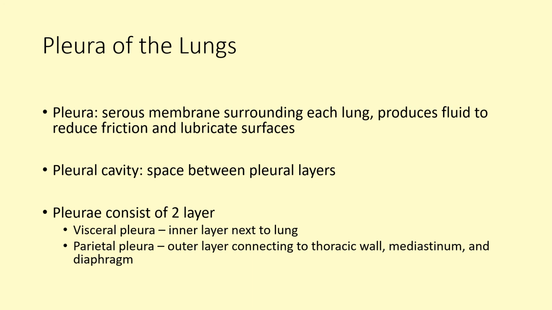The pleura of the lungs, the pleural membrane, is the serous membrane type of connective tissue surrounding each lung. It produces a fluid. The fluid helps to lubricate surfaces and reduce friction. The pleural cavity is the space between the two pleural layers because you have two layers. You have the visceral pleura, which is the innermost layer. It's right next to the lung. And then the parietal layer is the outermost layer. It's connected to the thoracic wall, depending on where it is on the lung, the mediastinum, or the diaphragm. And so the space between them is where the pleural fluid is going to be. Pleurisy is when you have an inflammation of the pleural membranes. And because it's attached to the lungs, it's going to be painful every time you inhale and exhale.